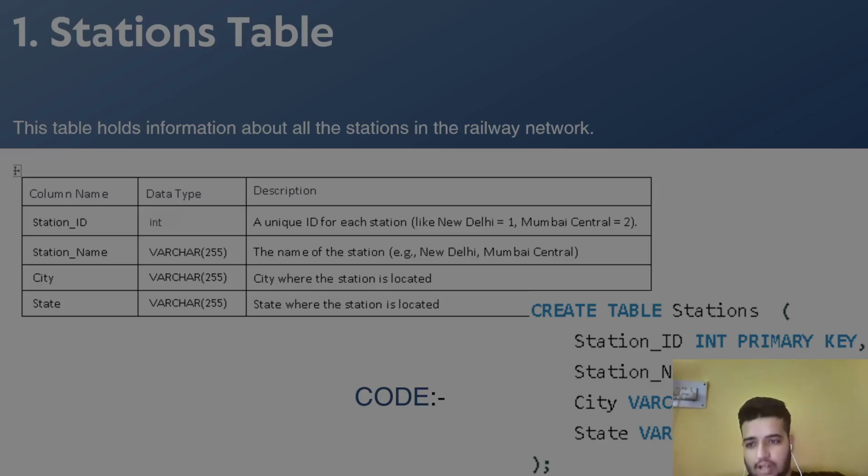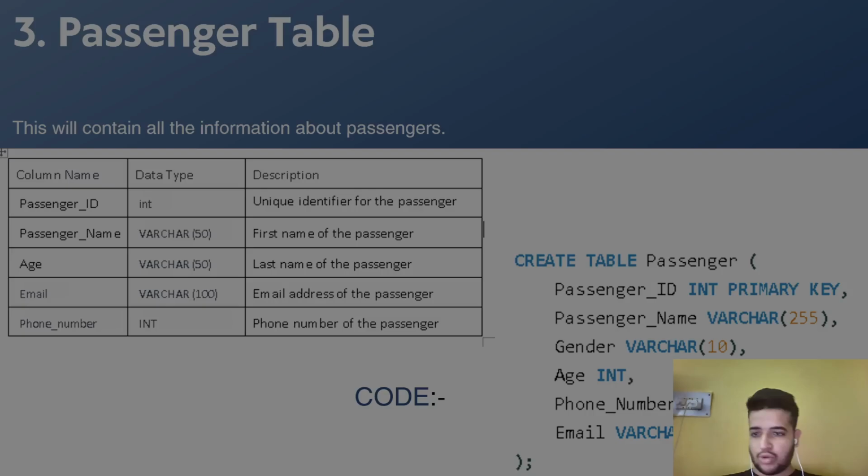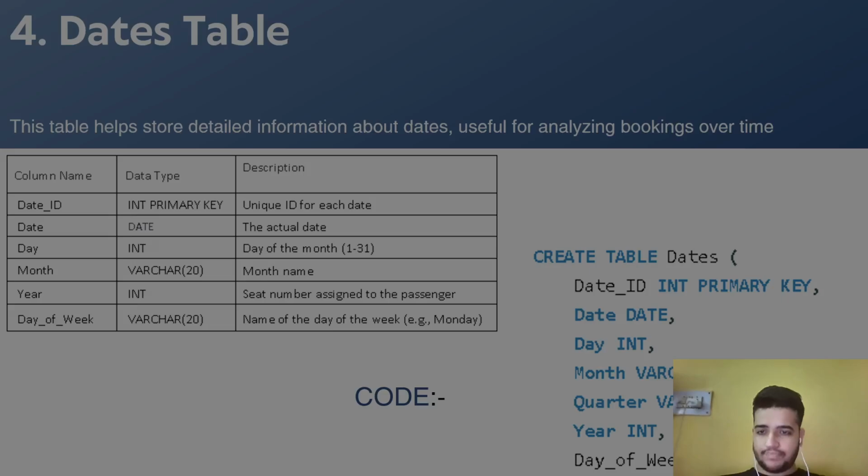Now the stations table. As you can see, this is the code, create table station. This is SQL code, and we have created a SQL database in which we have created a stations table. In the same way, we have created a train table which contains train ID, train name, train type, and total seats. In the passenger table, we have created passenger ID and passenger name, with data types int and varchar, and the description is first name of the passenger, last name of the passenger, age, email, and phone number.